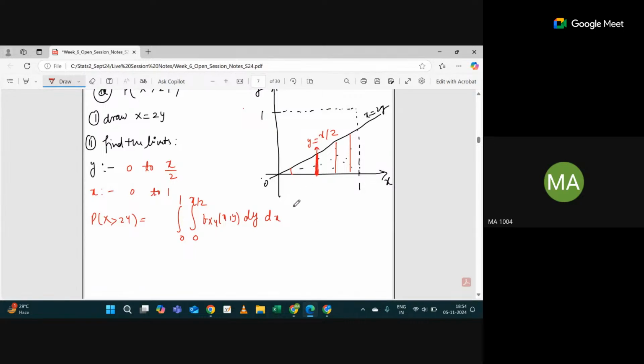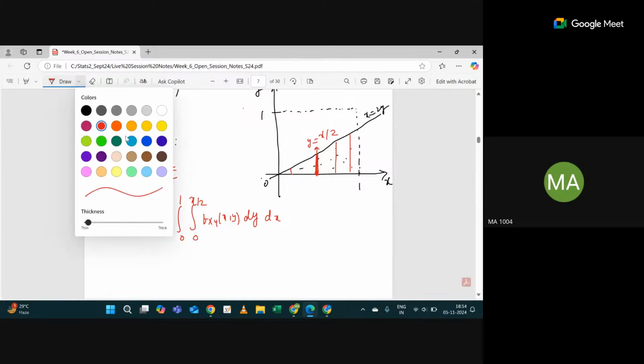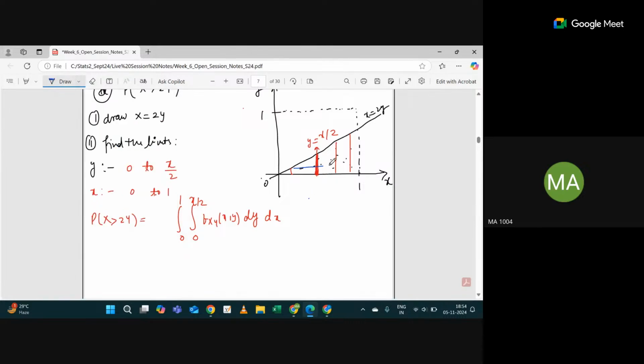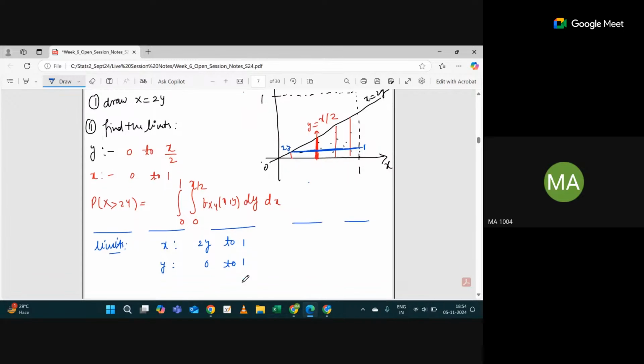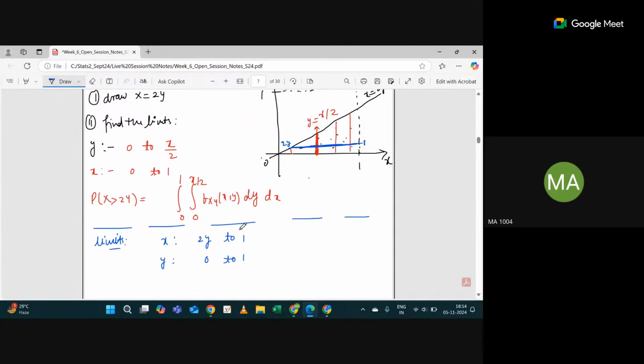Then we will proceed. If I start with the limit of x, then what will I do? I will draw a parallel line to the x-axis. Then what will be the limit of x? This line is x equal to 2y, so the value of x here is 2y. Are you getting my point? So the limits for x will be 2y to 1, and the limit of y will be as usual 0 to 1/2. Is this okay? Everyone is getting this part, how to draw this parallel line and all?